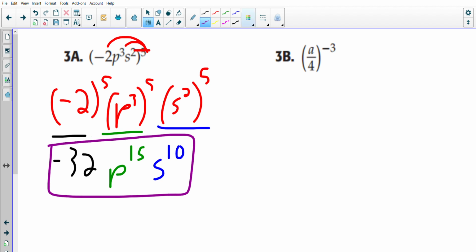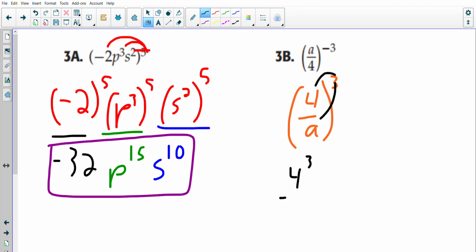The next one, a over 4 to the negative 3. So right away, that's a negative exponent, I can take everything on the fraction on the inside of the parentheses and flip it. So I can flip it right away to 4 over a and drop the negative exponent. So then that exponent gets distributed. So I get 4 to the 3rd over a to the 3rd. Well, 4 to the 3rd, that's just 64. And then a to the 3rd is nothing I can do, so I'm done.